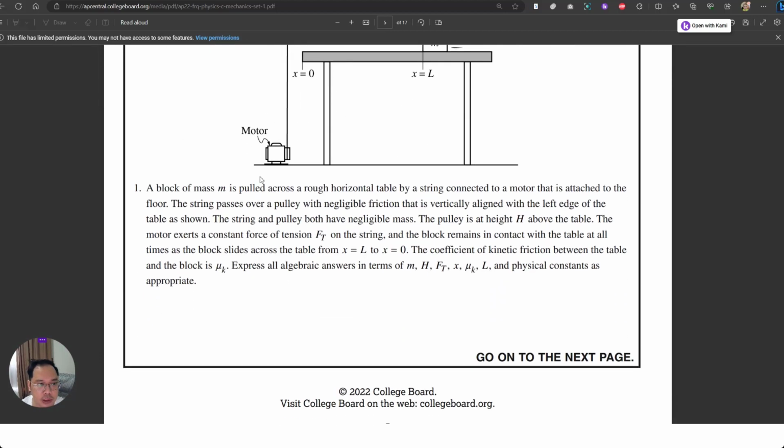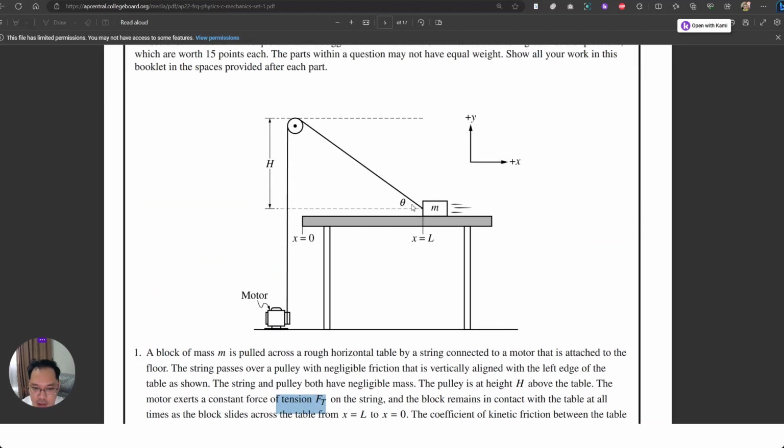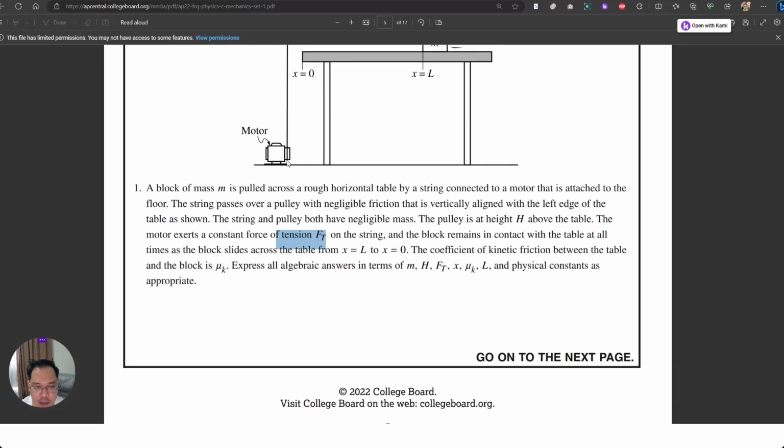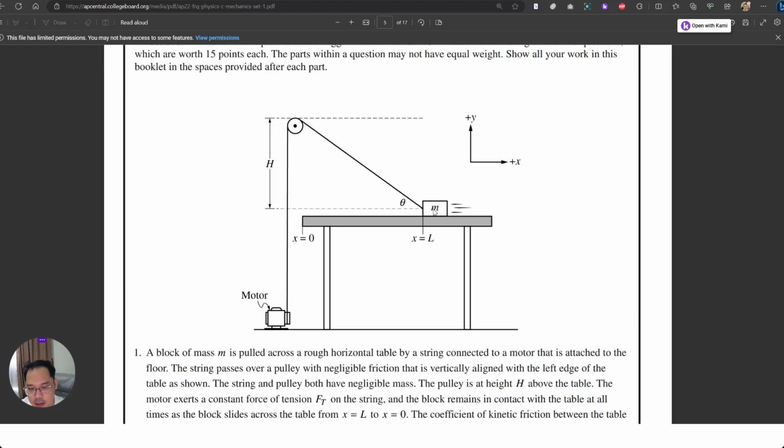Secondly, it is very important to note that the tension of the string, the tension provided by the pull of the motor when it rotates, is a constant. This tension is constant. It is called Ft. The object starts moving from the position x equals L here, and the position on the left edge of the table is defined as the 0 position, the origin of the coordinate system.